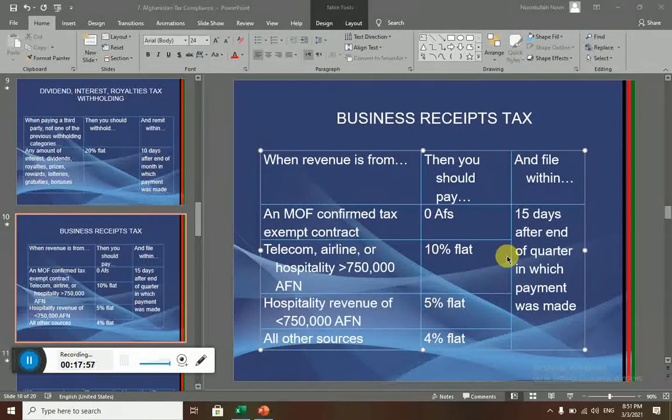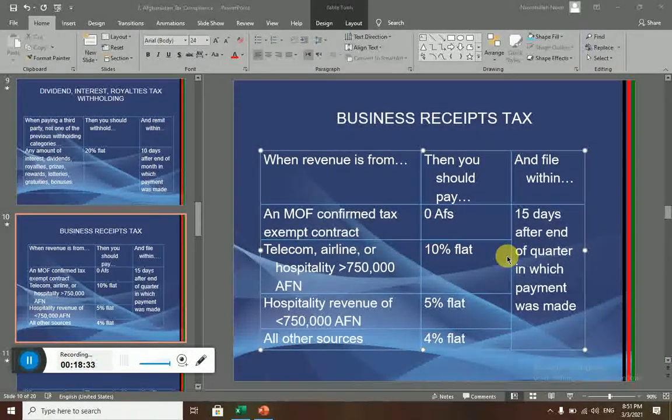For example, January, February and March, we will have to add the gross income on accrual basis of all these 3 months, and then apply 10% tax, and then within 15 days of April we'll have to pay it to the Ministry of Finance and also report our revenue. Each quarter, basically we report our revenue by paying business receipt tax or tax on gross income to the Ministry of Finance.